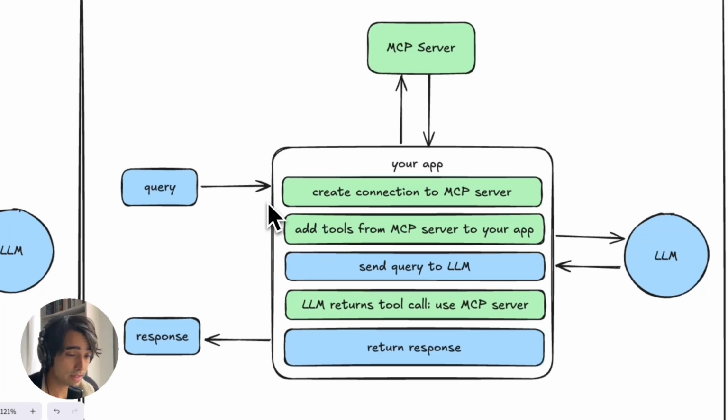So when you initialize a session with your user, your application is going to connect to the MCP server, and it is going to get from the MCP server the list of tools available in that MCP server.